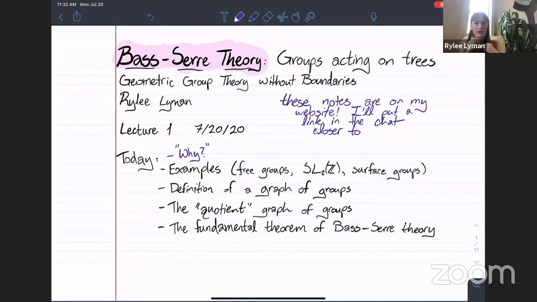So today I want to start with some examples of groups that act on trees, just to see the variety of what's possible. And then I want to give you the formal definition of what a graph of groups is, and how you can associate a graph of groups to an action of a group on a tree. And then we'll state the fundamental theorem at the end. Okay, so here we go.